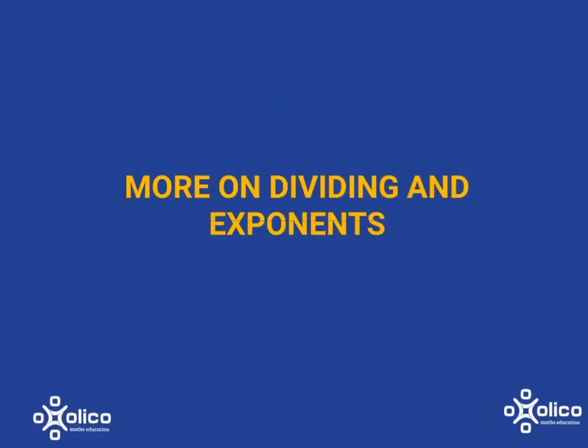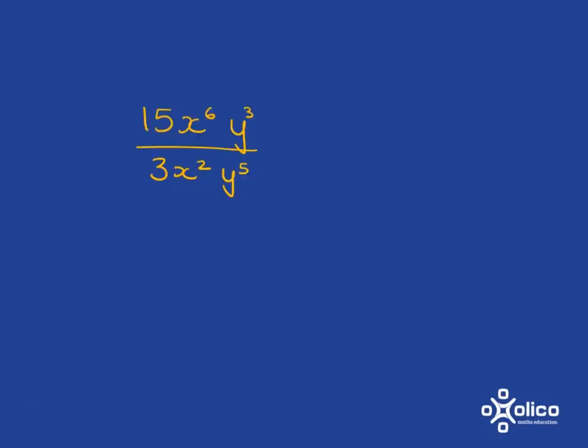Let's have a look at another example on dividing and exponents. If we have to tackle something like this, remember we just go step by step, and first we work out what 15 divided by 3 is, and that is 5. We then move on to our x's, and we use our exponent rule, which tells us we go x to the 6 minus 2. We then move on to the y's, and we go y to the 3 minus 5. And so we get 5x to the 4, and then here we've got 3 minus 5, which is negative 2.